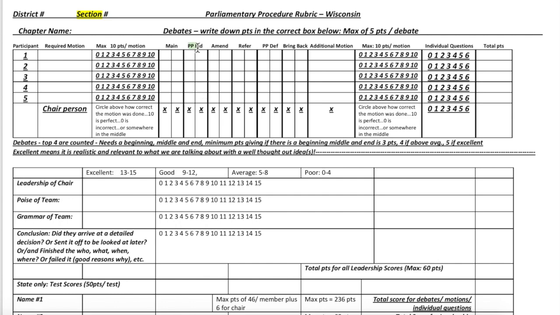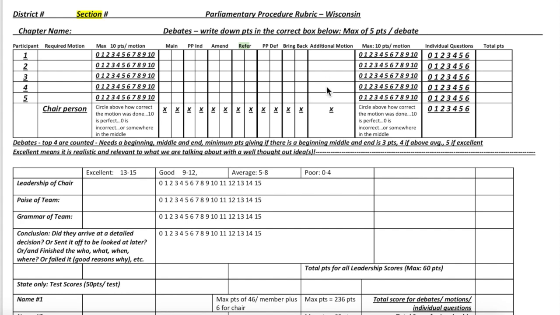At the top here, postpone indefinitely, amend, refer, and bring back motions. Those are the only debatable motions that are possible in this contest. So as they demonstrate them, you'll score their debate. So if they debate on refer, and the second person debates refer, their first debate score will go in this box. Their second debate score, if they debate again on refer, will go in the second box. And so on throughout the chart. Not all of these will be used, but most of them will be.